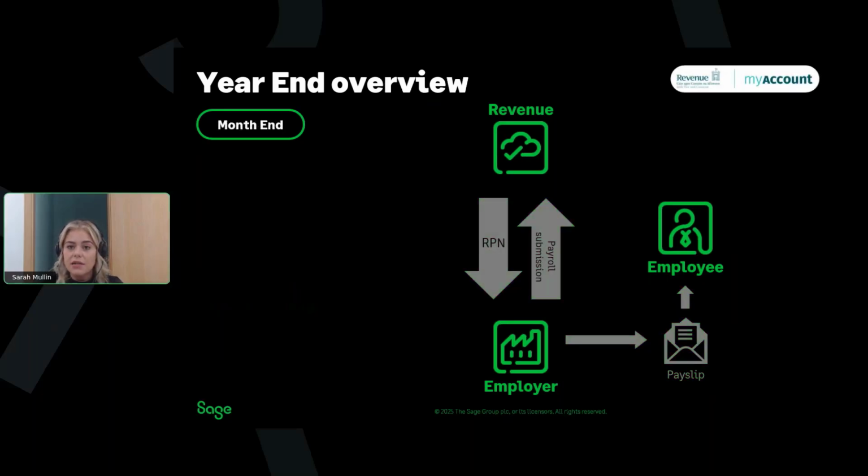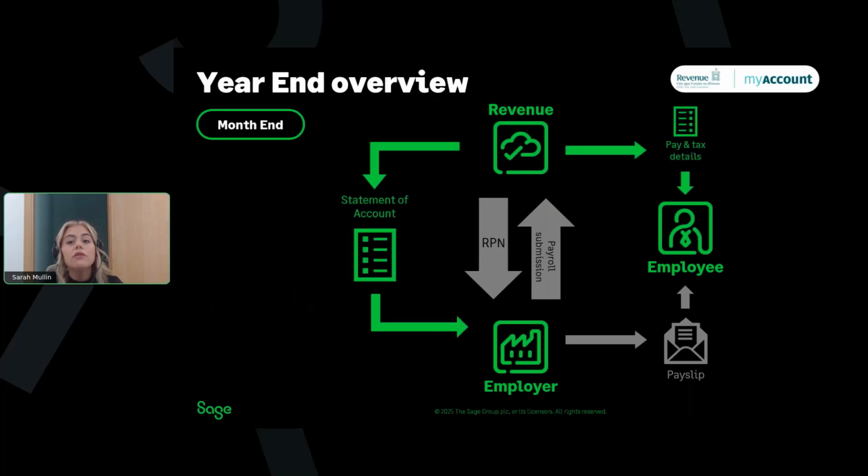Now, because you're submitting information on each pay date, by the end of the month, Revenue already have enough data to produce your statement of account. This statement is usually available by the 5th day of the following month, and it gives you a breakdown of your liabilities. It'll cover tax, PRSI, USC, and LPT. Employees can also log into the My Account section on the Revenue website, and they can see the pay and tax details that you've submitted on their behalf.